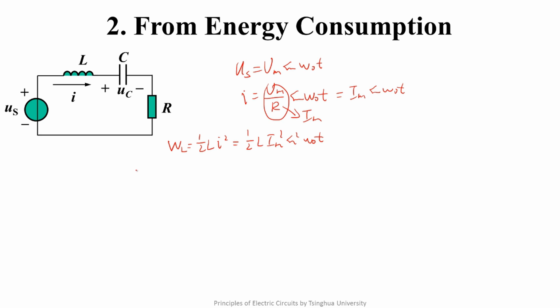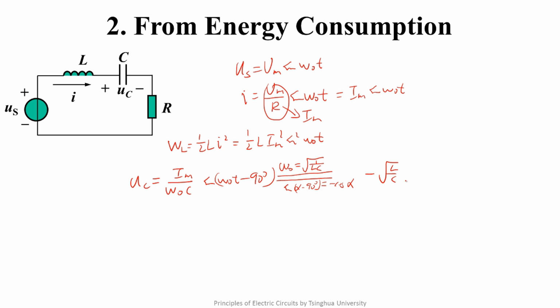Then we derive the electric field energy in the capacitor. We should know the capacitor's voltage UC. For a capacitor, its voltage lags the current 90 degrees, so UC equals this. By taking advantage of the resonant condition and trigonometric transformation, we can know it equals this. So we can get the electric field energy stored in the capacitor, which is also a function of time.